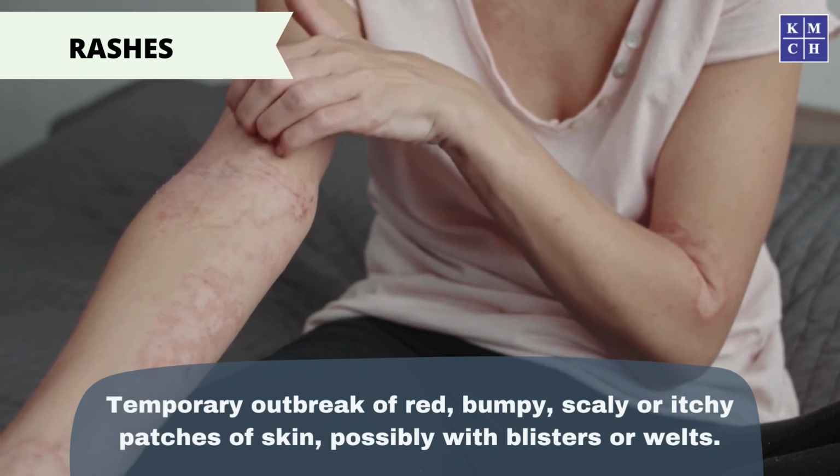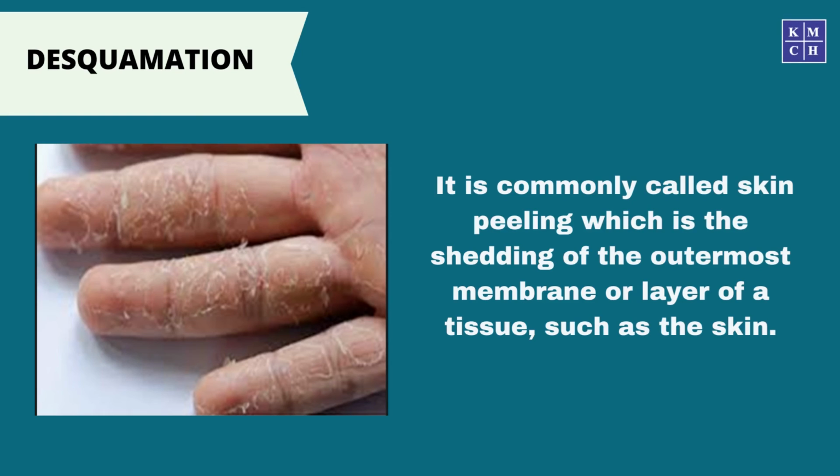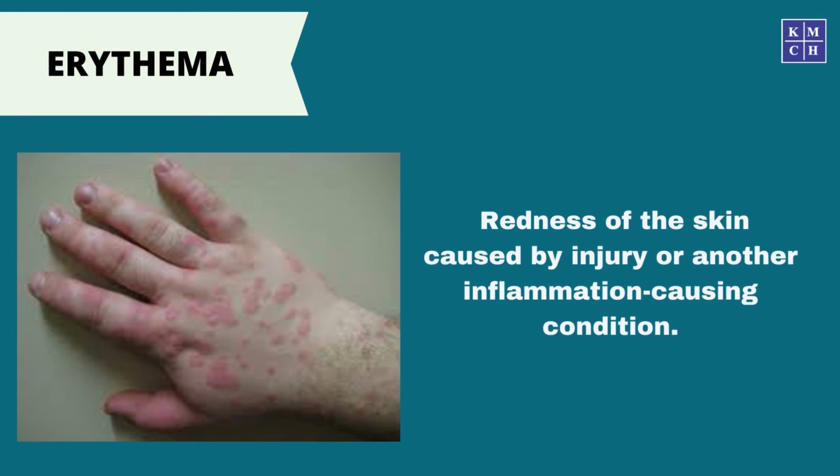The other condition discussed here is desquamation, commonly called skin peeling, which is the shedding of the outermost membrane or layer of tissue. The last one discussed here is erythema, which is derived from the Greek word erythros, meaning red. It is a type of skin rash caused by injured or inflamed blood capillaries.